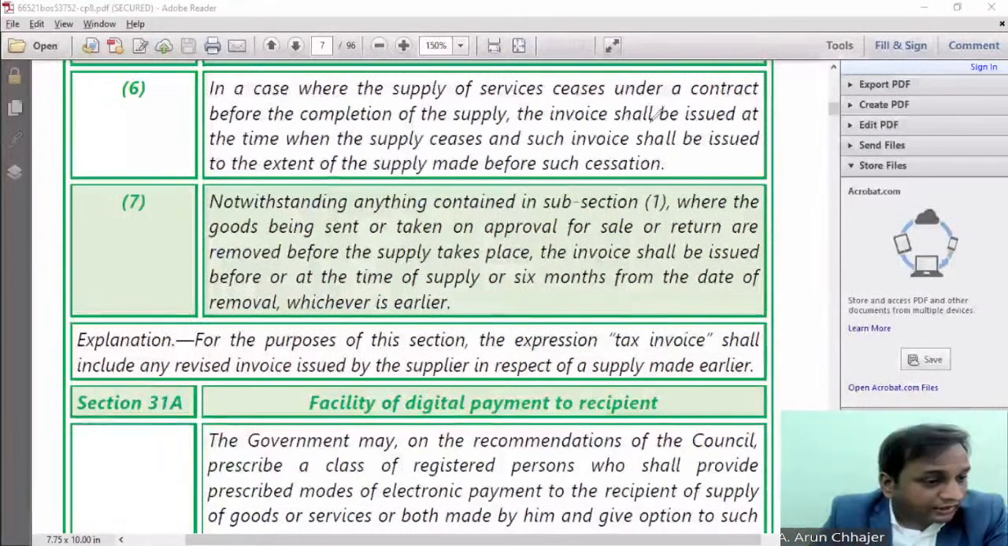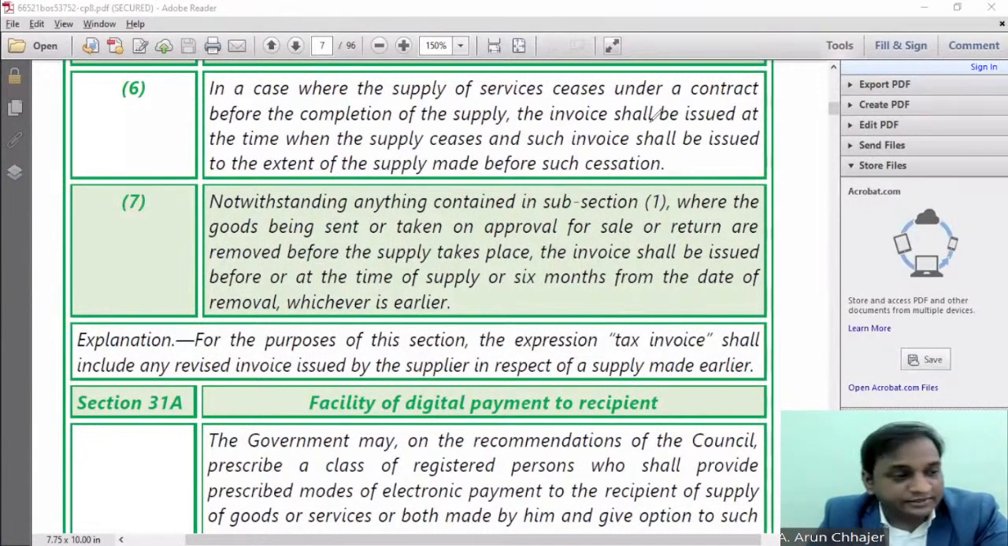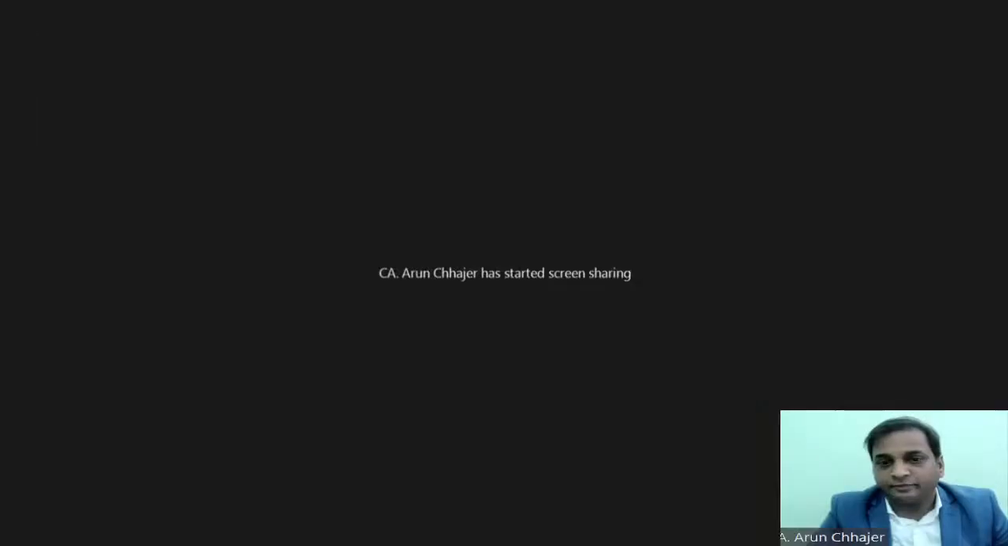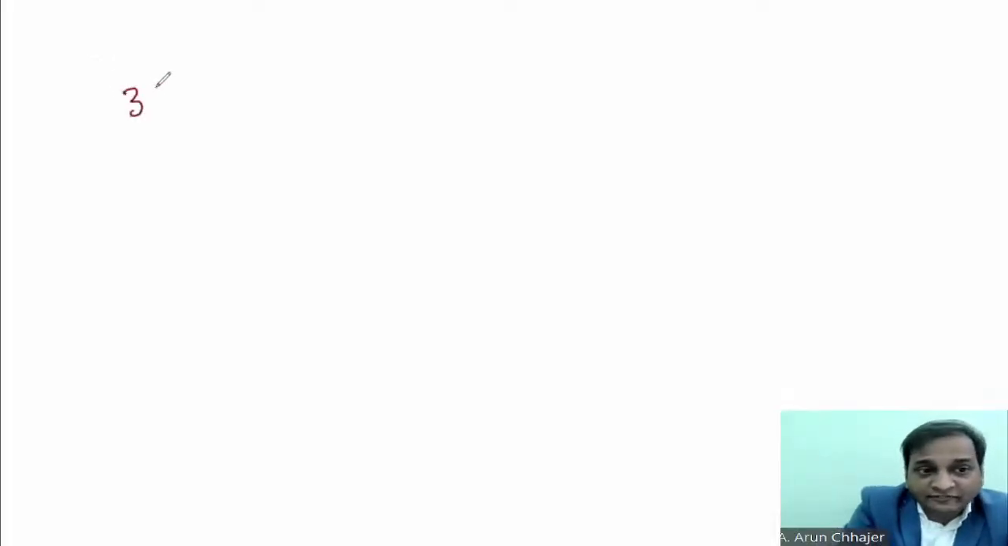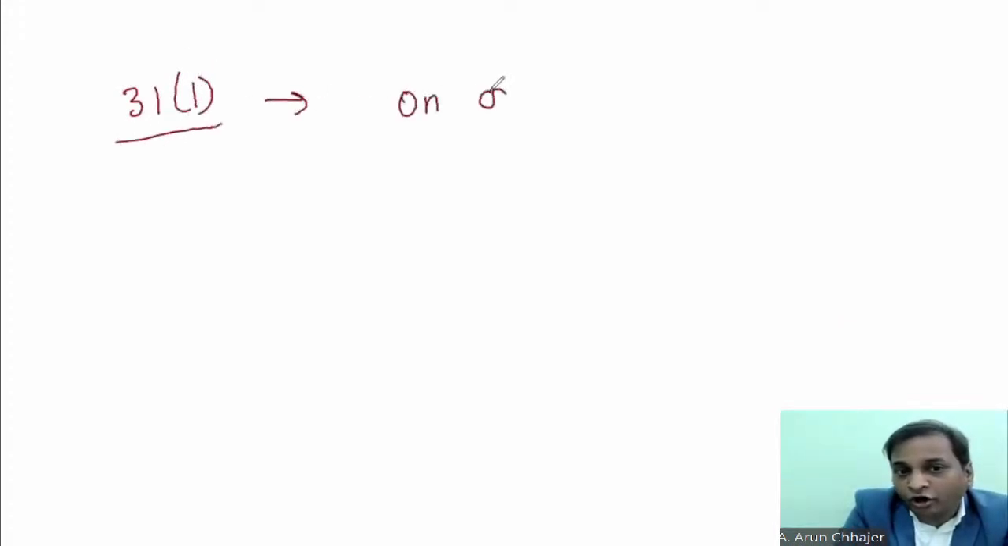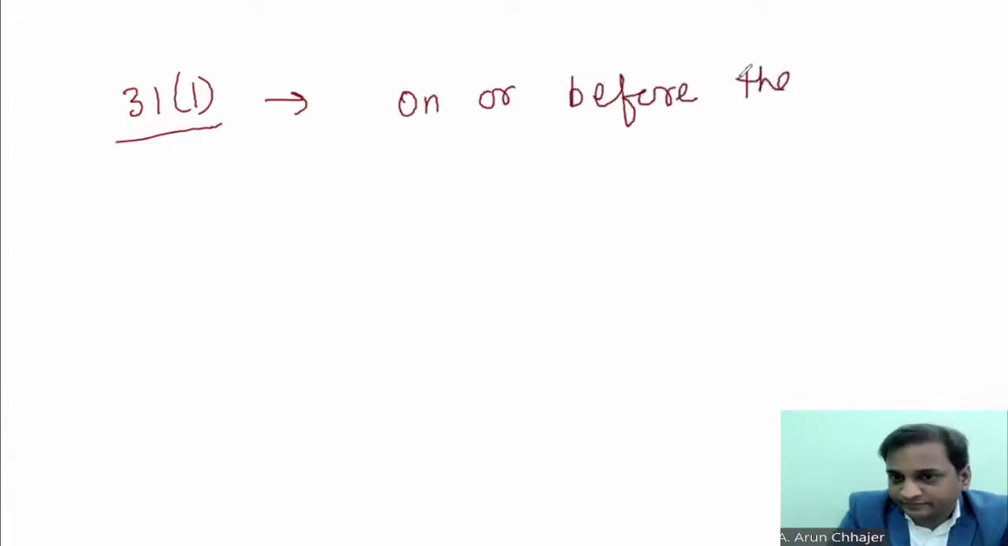Can I issue the invoice after the supply? See, try to understand this point. Let me explain on the whiteboard. Section 31 subsection 1 says that you have to issue the invoice on or before the removal of the goods.